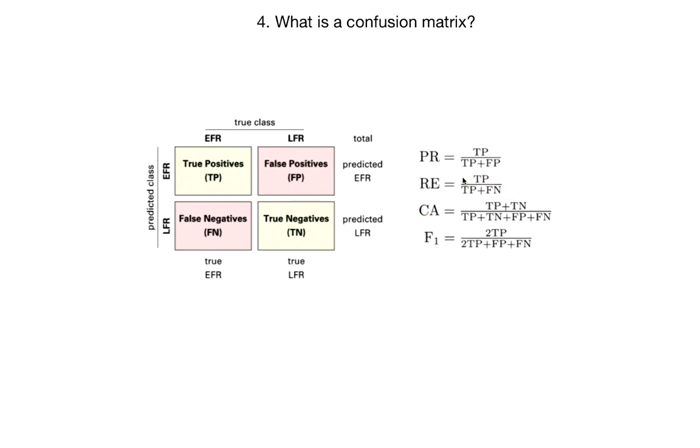The F1 score is the harmonic mean of precision and recall. It can be calculated as 2 times true positive divided by 2 times true positive plus false positive plus false negative. This is how we calculate the parameters which measure the accuracy of the model. Overall, the performance measurement of a model can be made by using a confusion matrix.